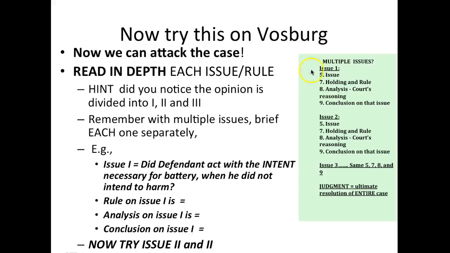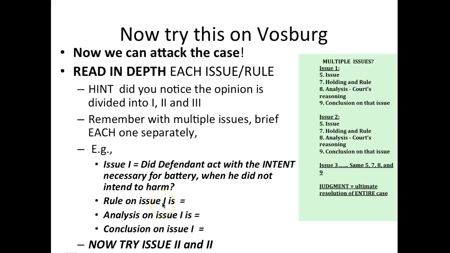Now remember, when you're briefing a case with multiple issues, you want to separate them out. Issue, holding, analysis, conclusion on issue 1, then do the same thing for issue 2 and for issue 3. Here's an example. You should work out that the first issue in the Vosberg case is whether the defendant acted with the intent necessary for battery when he didn't intend to harm. So your first issue statement should be a question like this.